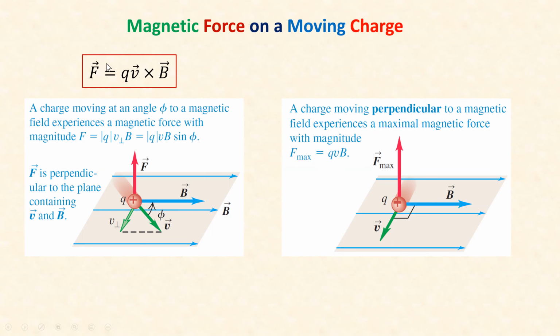And the force is given by this formula, and you see it follows the right-hand rule, because it's a cross product, it requires a right-hand rule. It's perpendicular to both V and B. And if the angle between V and B is 90 degrees, you get maximum force. And in general, F is QVB sine phi. But when sine phi is 1, you get maximum force.